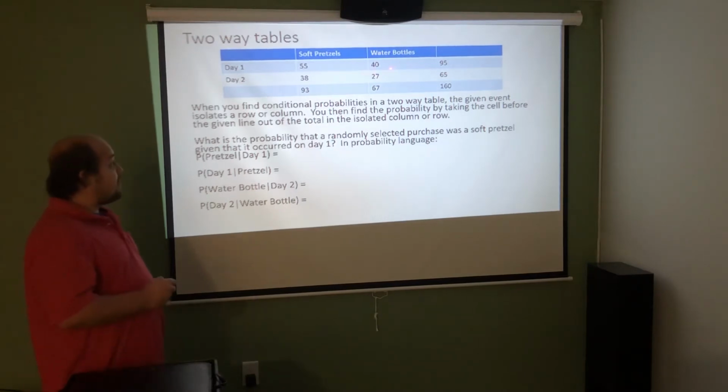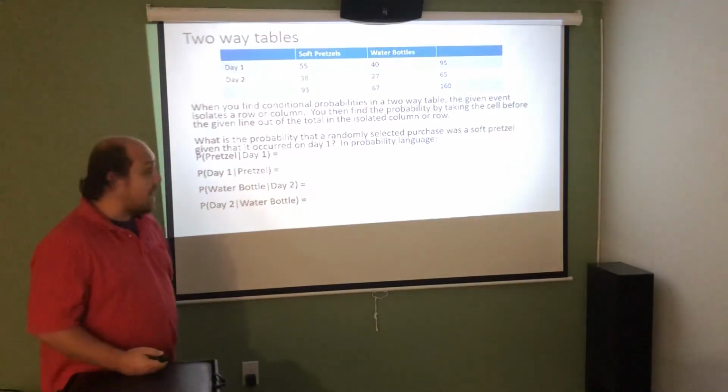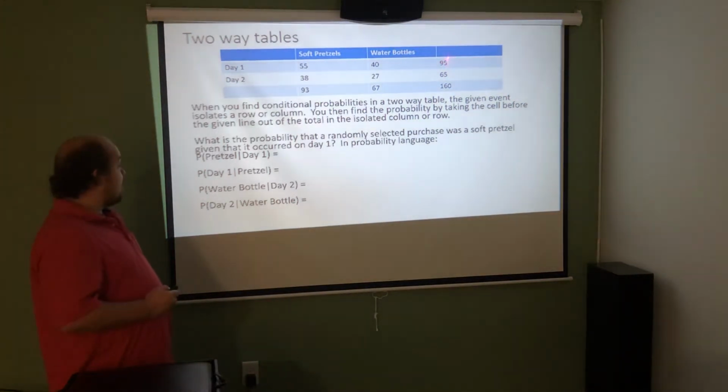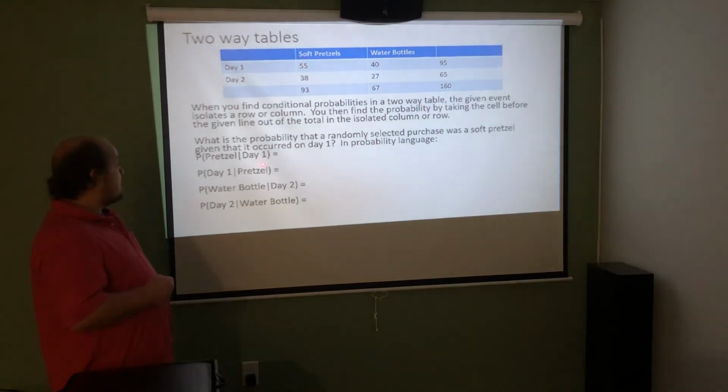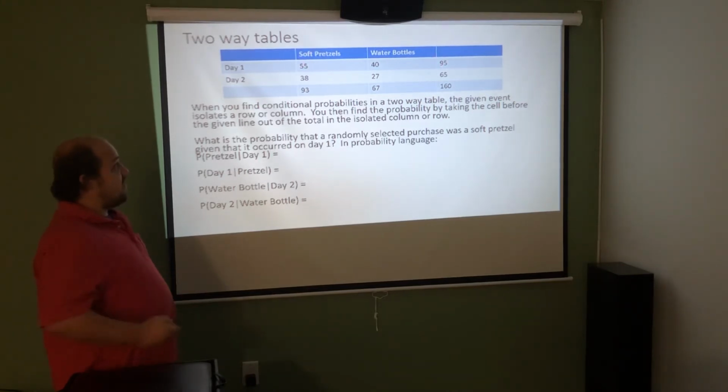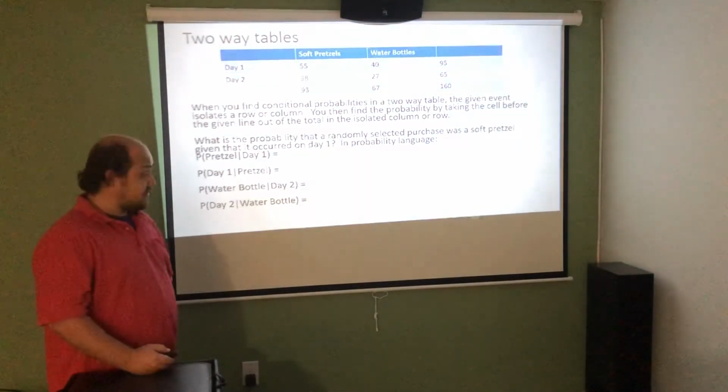Well, if I know I made the purchase on day 1, this is the only row of the table that matters. I don't care anymore about day 2 or the totals. All I care about is what's happening in day 1. So in day 1, there were 95 total items sold. That's going to be my denominator. Of those 95 items, the ones that were pretzels is 55. So given day 1, the probability it was a pretzel is 55 of the 95 items sold on day 1.